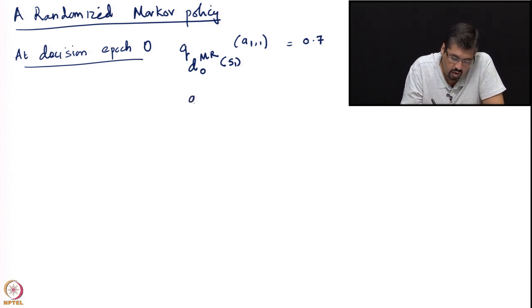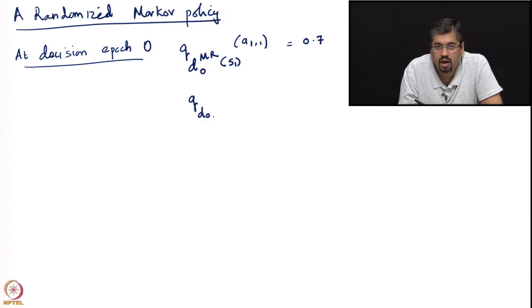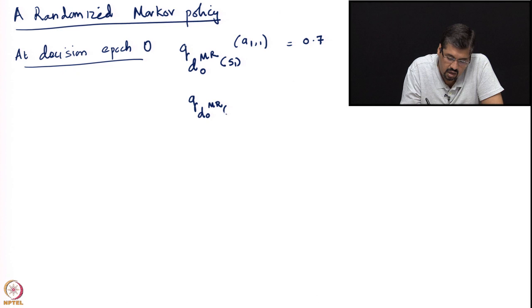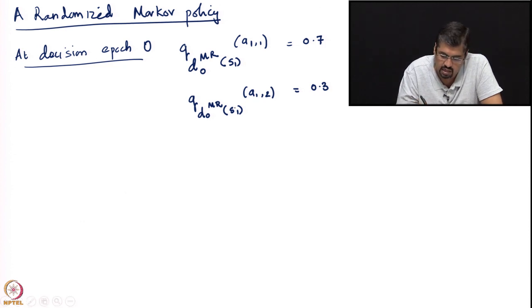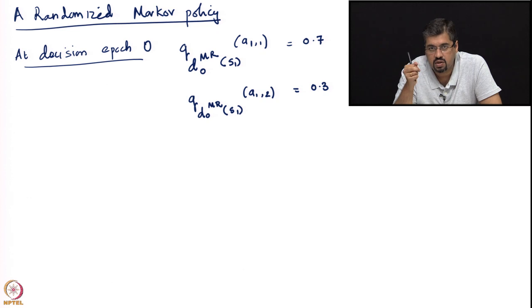I have another action available when I am in state S1. So this policy, for it to define a valid probability distribution, must give the remaining probability to that action. So it should take action A12 with probability 0.3 when in state S1 at time 0. Now, this only defines the probability distribution on the actions when I am in state S1.